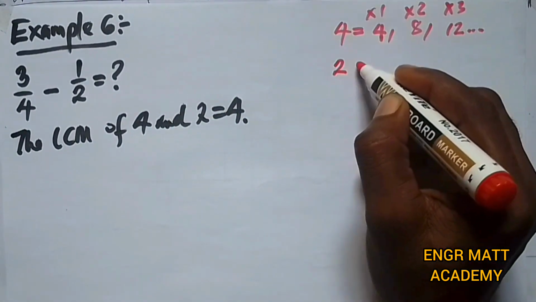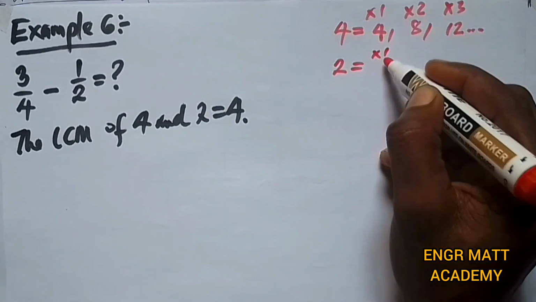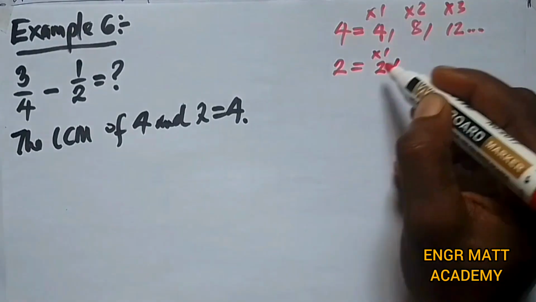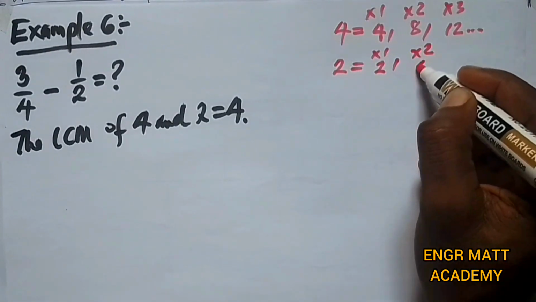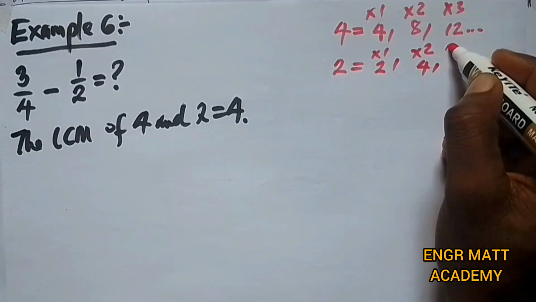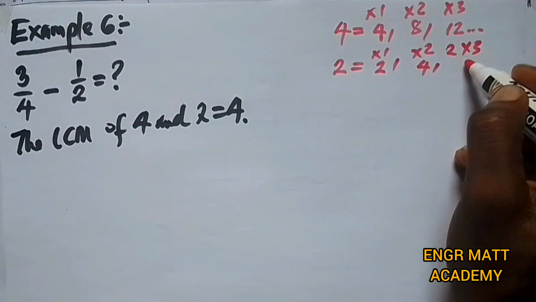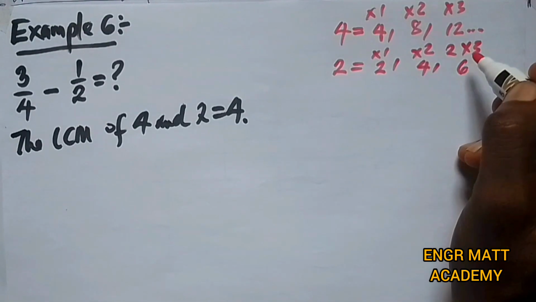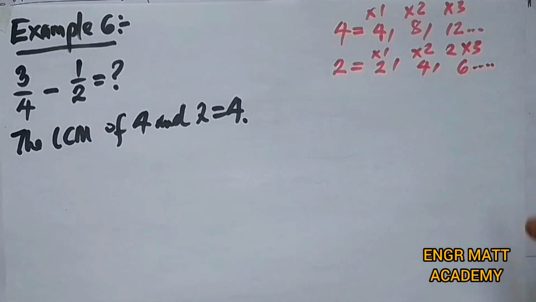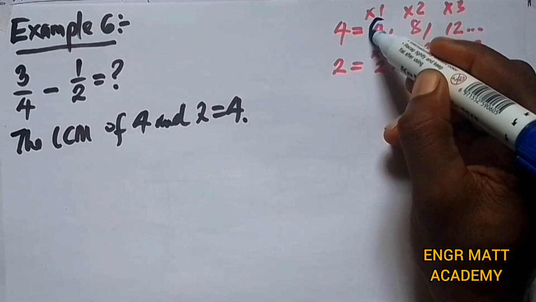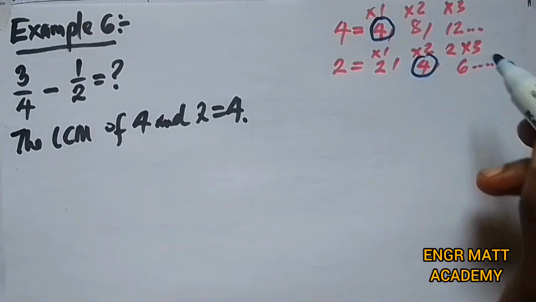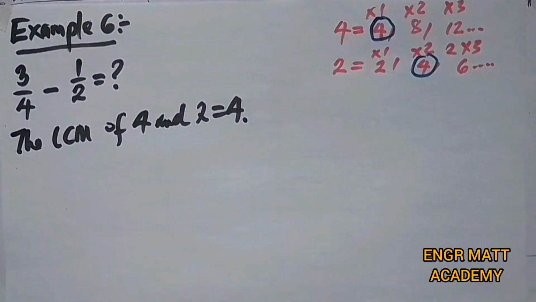What are the multiples of 2? 2 times 1 will give us 2. 2 times 2 will give us 4. 2 times 3 will give us 6. I have to stop. Why? Because I've already seen the lowest common multiple. I have 4 here and I have 4 here, so the LCM is 4.